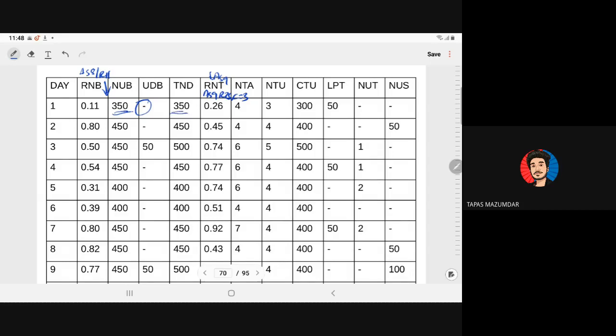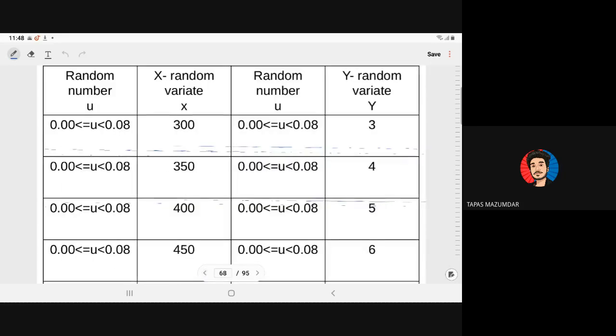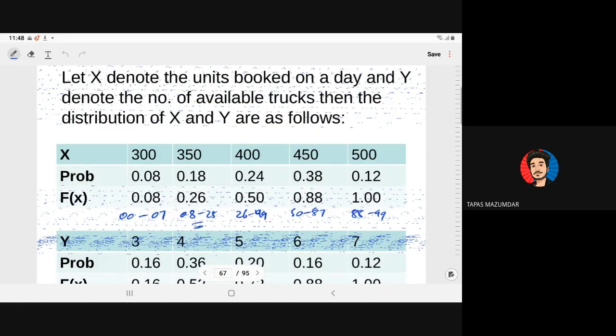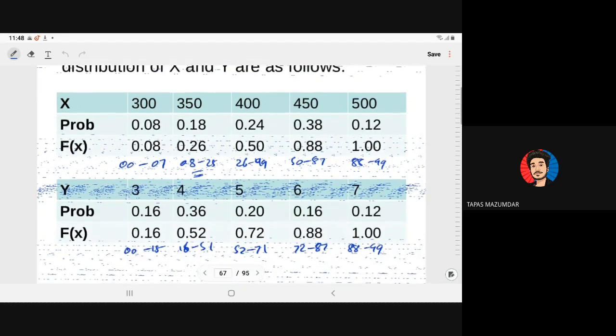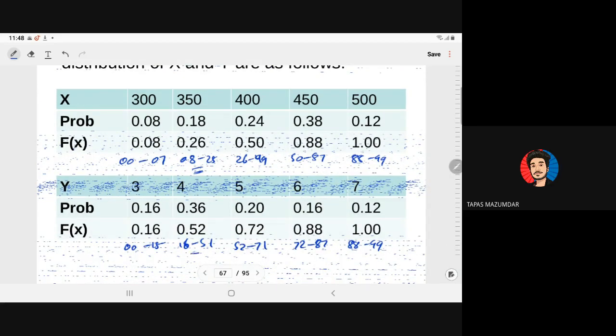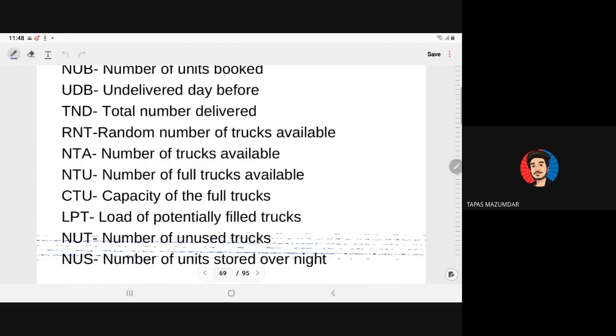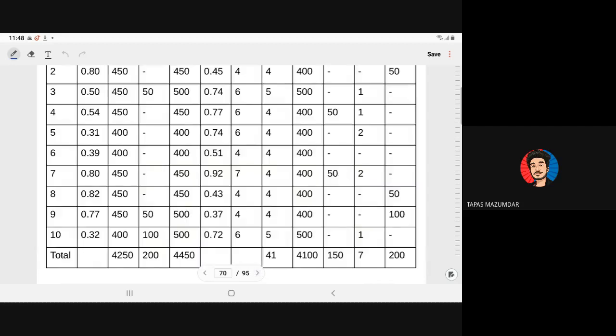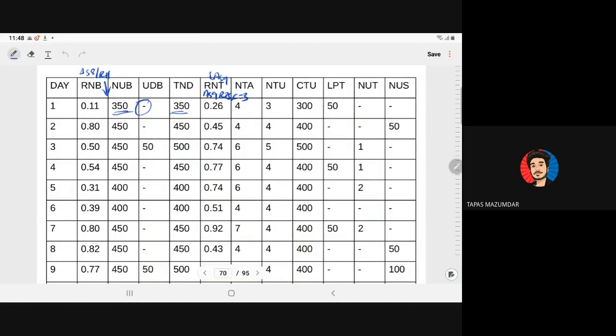Now we are taking the random number for the truck. We have taken the first as 26. So 0.26 lies in this interval. So the total number of trucks will be 4. So when the total number of trucks available is 4, the total number of trucks will be 4.